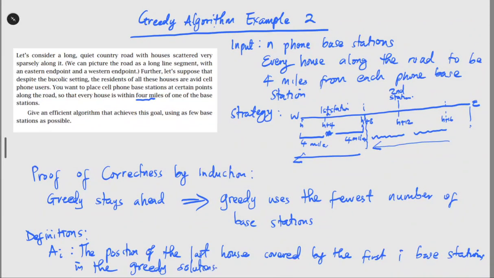So this means that OPT subscript I would also be the position of the last house covered by the first I base stations in the optimal solution. Okay.